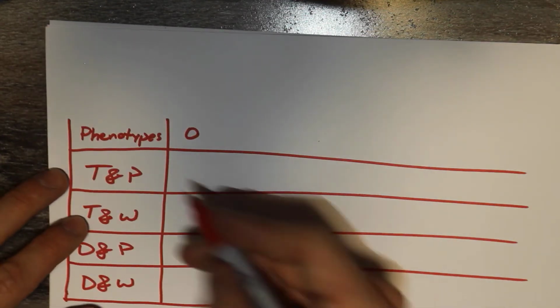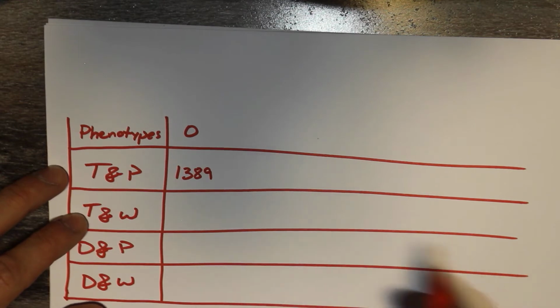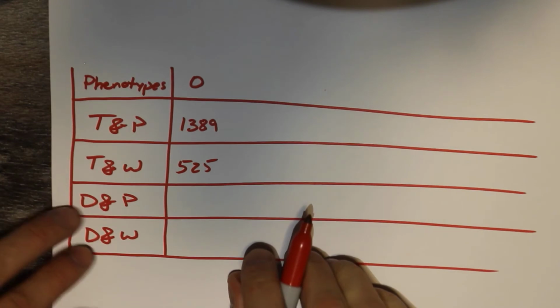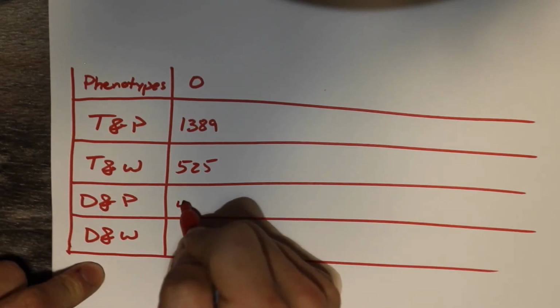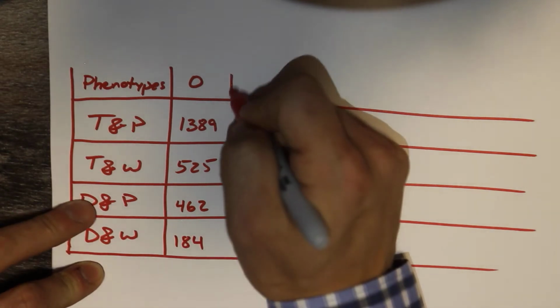So for our observed, 1,389. For our tall and white, 525. For our dwarf and purple, 462. And lastly, for our dwarf and white, it's 184.